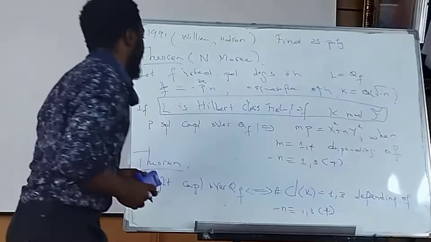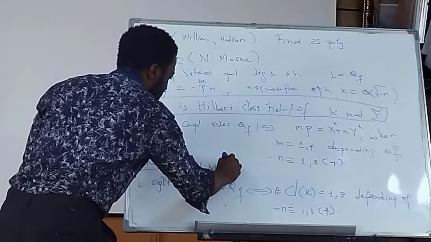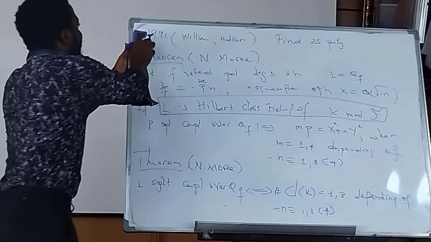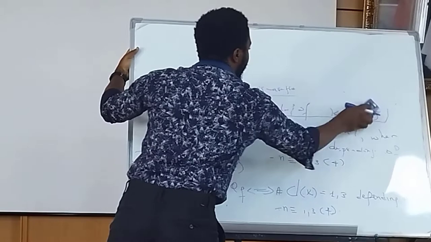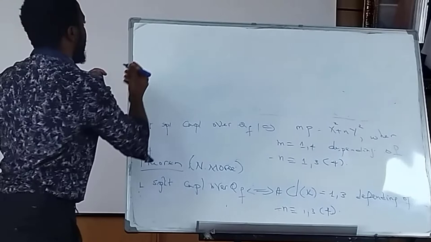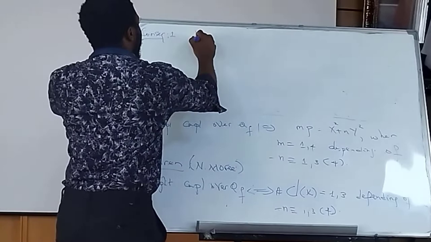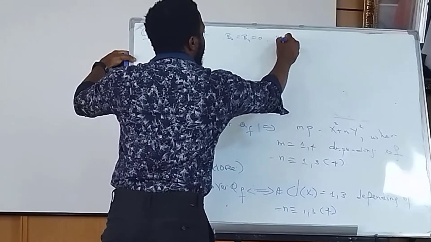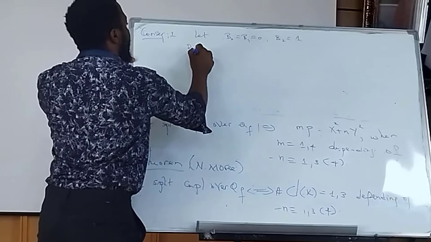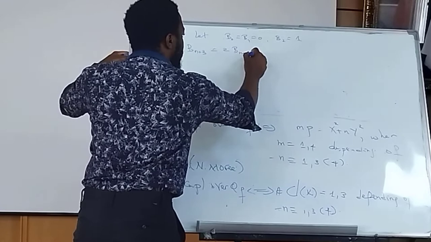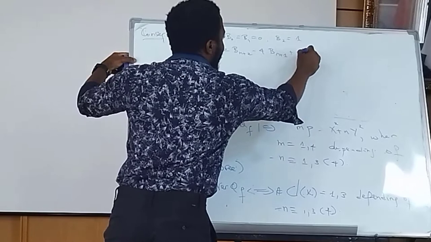Now, as a consequence of this result in linear recurrence sequences theory, consider what we call the Brevstedt sequence. Let me call it consequence 1: let B0 equals B1 equals 0, B2 equals 1, and B(n+3) equals 2B(n+2) minus 4B(n+1) plus 4B(n).